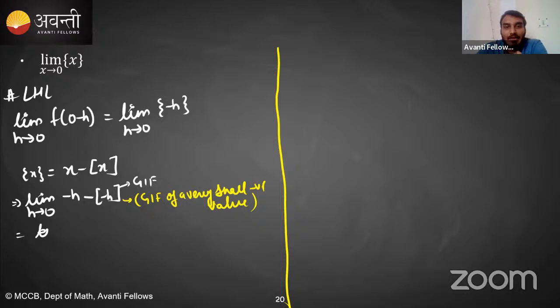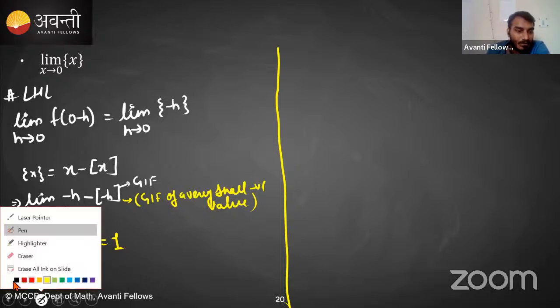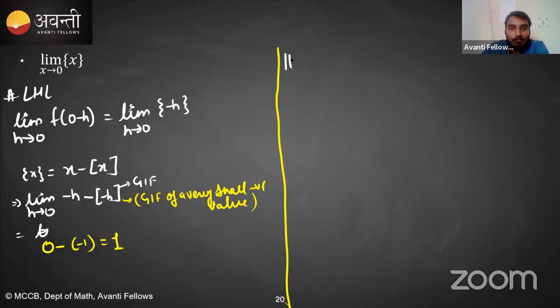The greatest integer function of minus 0.00001. What is that? Minus 1, right? So what you will get? This is 0, so 0 minus of minus 1, which is 1. So it means the left hand limit is 1. Sagar, see, left hand limit is 1. Clear? Now let's find the right hand limit.